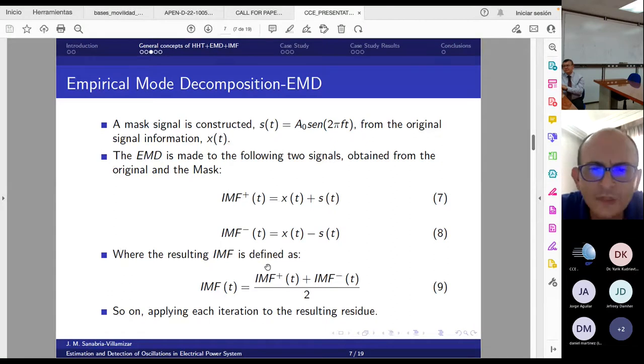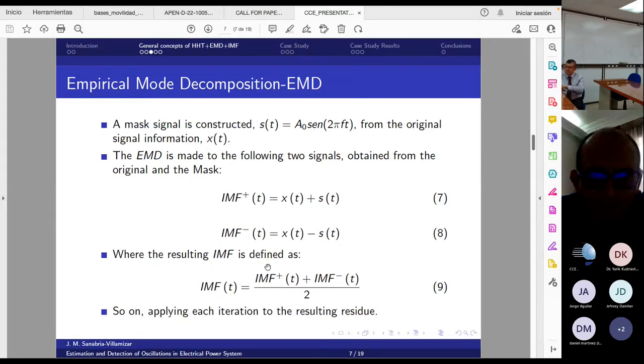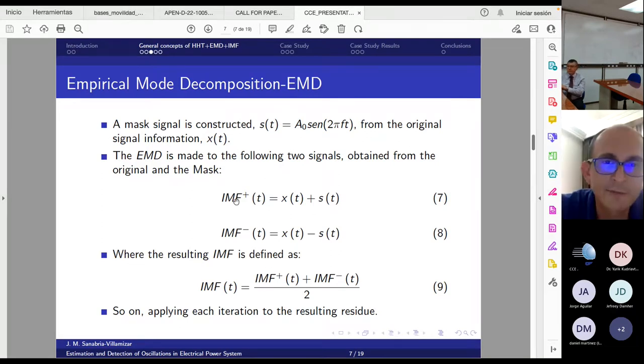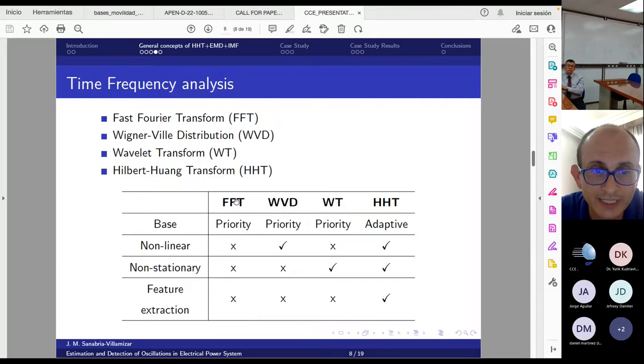This is a basic algorithm from the empirical mode decomposition to calculate the IMFs. It is basically an iterative process where I need to extract a basic component, or a main component, from the signal. And after this, I can calculate the other components from the signal.